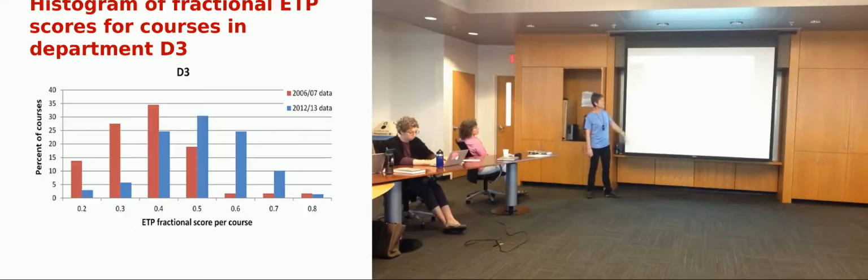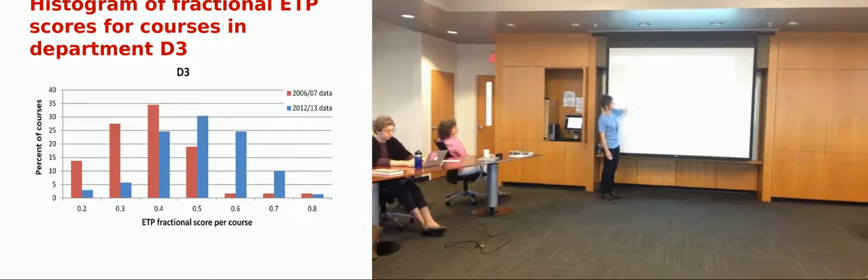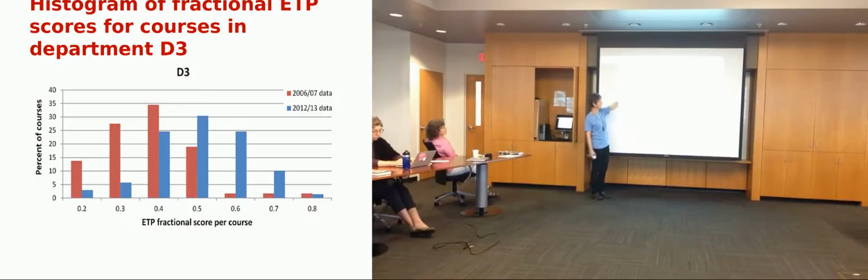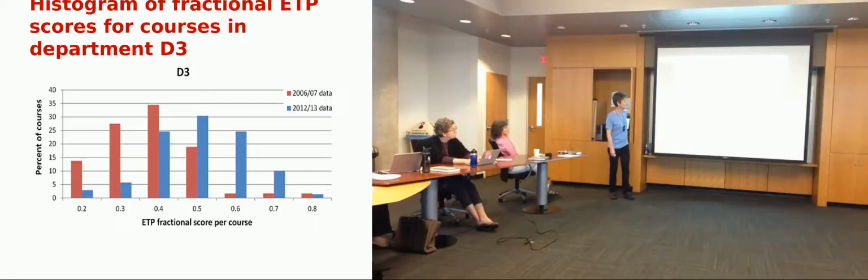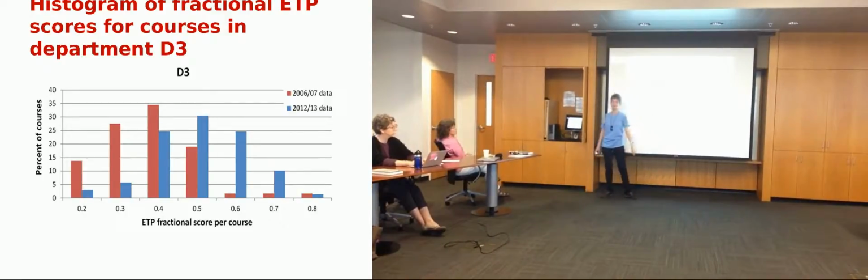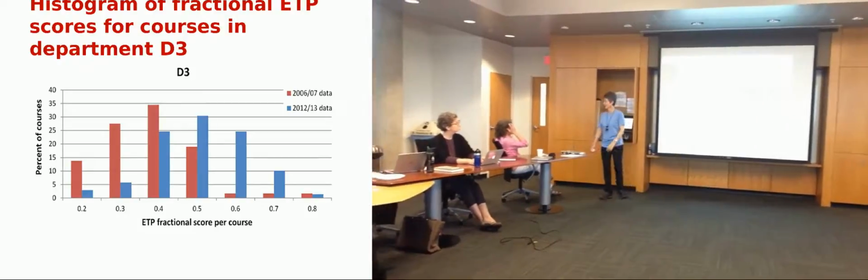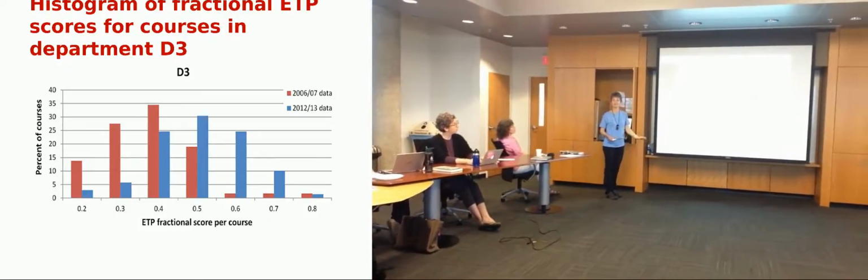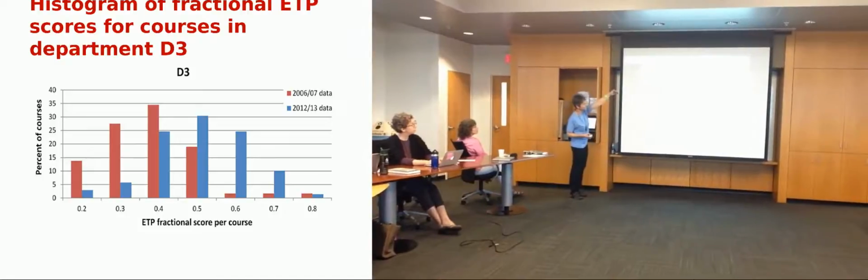This is a graph that shows you how the distribution of the ETP scores actually changed for the Department 3 in the study that Carl Wyman conducted after they implemented all the educational reforms that they wanted. And you see how the number of courses that have a higher ETP score actually increased drastically in several years from 2007 to 2013. It's not something that happened overnight, obviously.